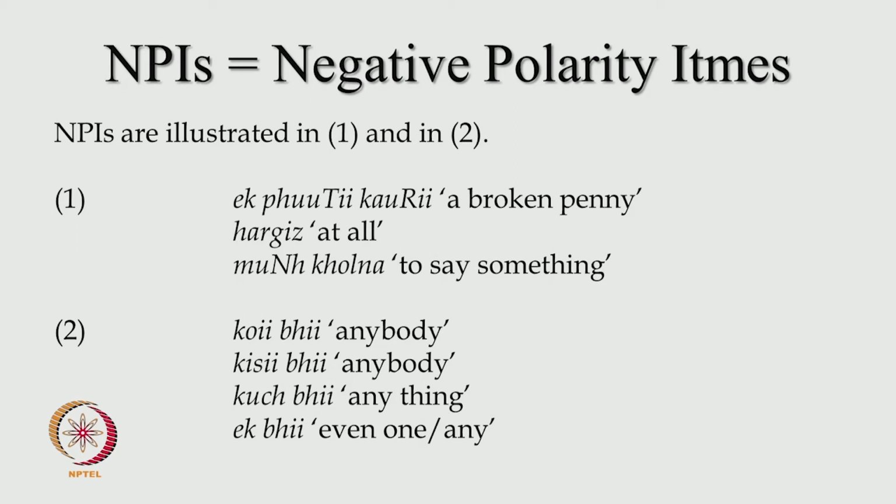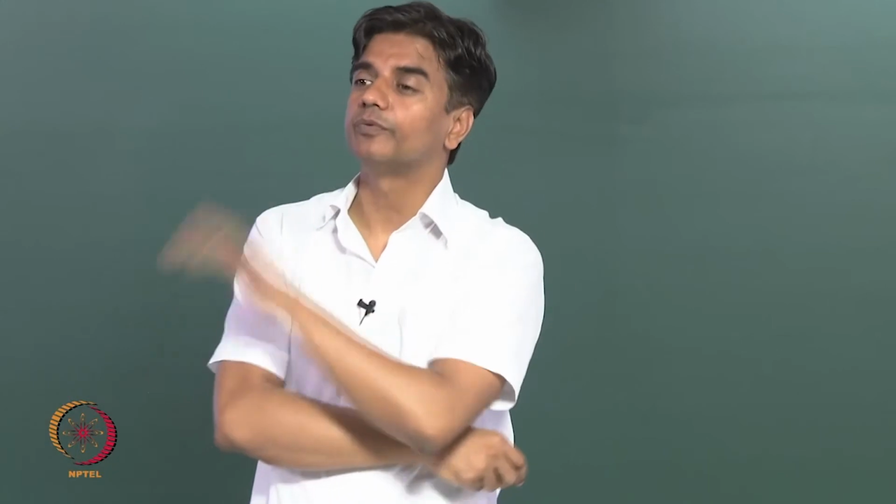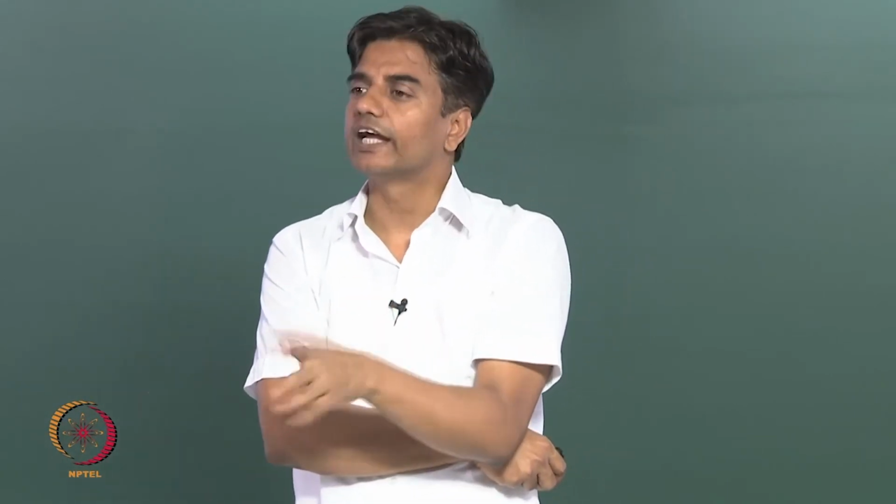These things can be used without negation and must be used with negation to give you the appropriate negative polarity reading. In other words, when you use anyone from the second list on the screen, the sentence is not ungrammatical, but it may not give you a negative polarity reading.